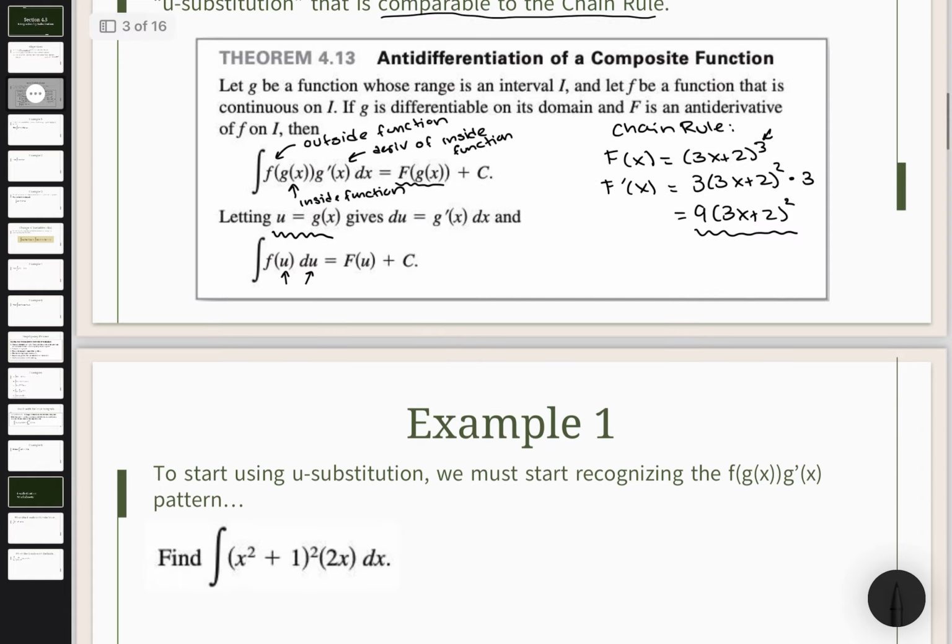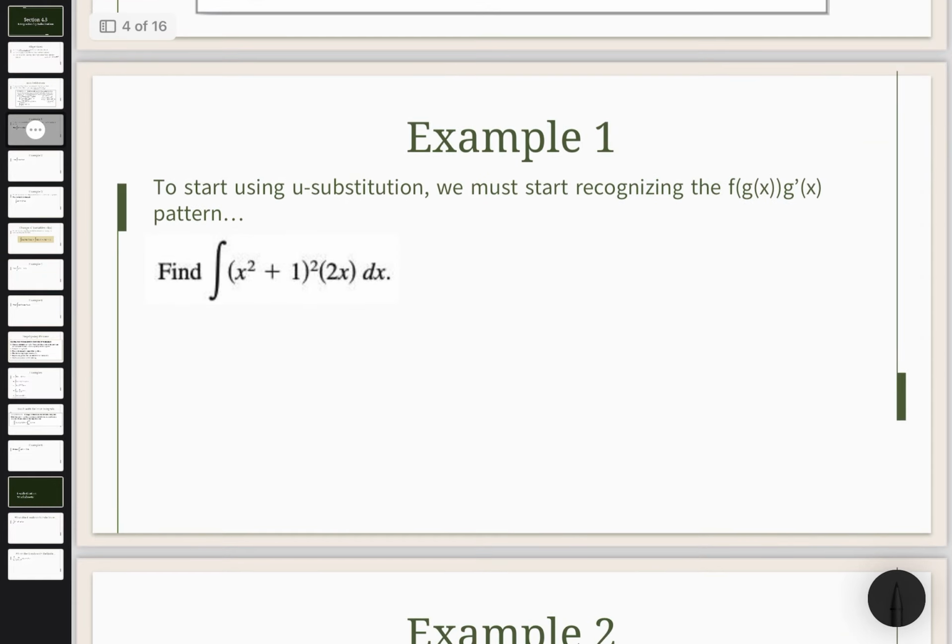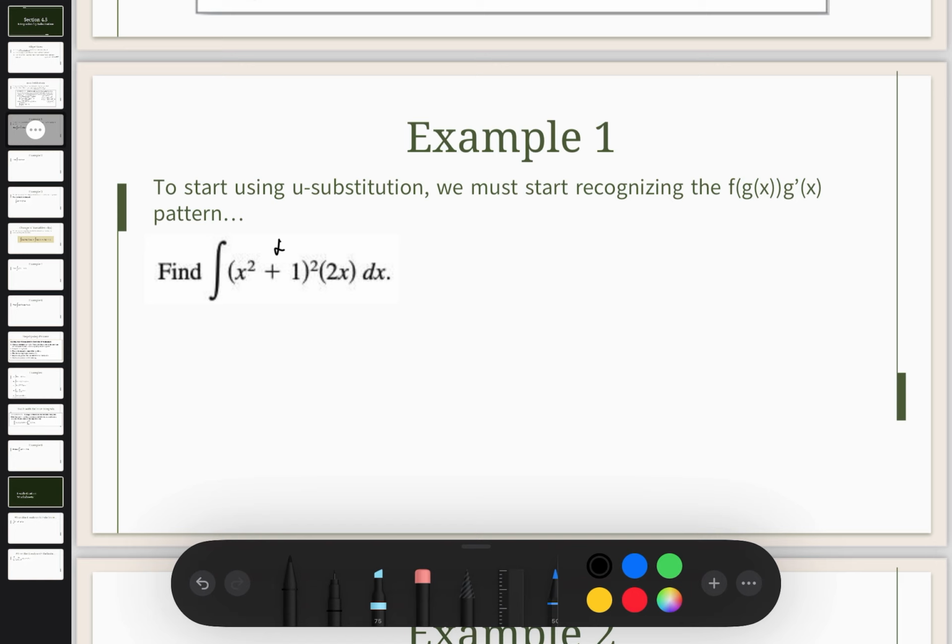So let's try this out with example 1 over here. Here's how we want to recognize this. So right now, we don't really have a good way to do this. I guess you could FOIL out this first part, then multiply by 2x. That honestly seems kind of long and complicated. I don't love that option. But what we're noticing here is that this right here is kind of a composite function. It's a function within a function. It's f of g of x.